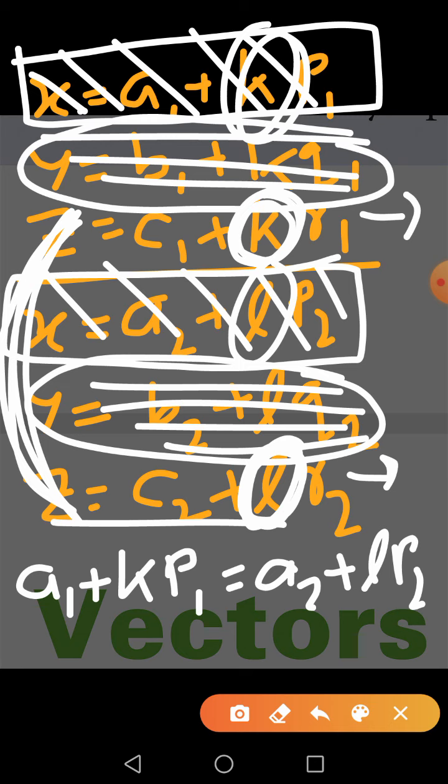Okay. But since you have taken x and y simultaneously to find the values of k and l, x and y will be equal. Okay. But if the z values, after putting the values of k and l that you find out, don't match, then the x and y are the same, but z is not matching. That means the lines would not meet. Instead, the lines would be skew lines.